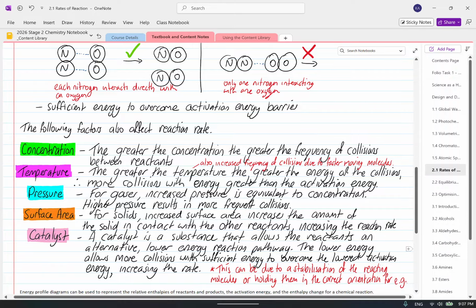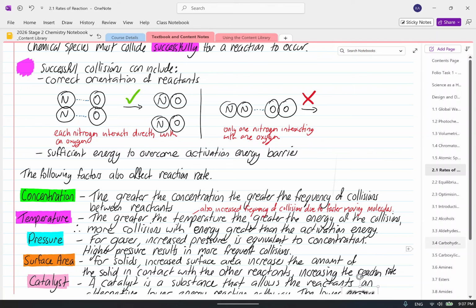The first being concentration. The concentration, hopefully you know, is essentially the density of our molecules within a certain volume. So the greater the concentration, we have more molecules in a certain space, which means they're going to be closer together, and they're going to collide with each other more often. And if they collide more often, you're going to have some percentage of those being in successful orientations with enough energy, so you're going to end up with an increased frequency of successful collisions as well. So the reaction rate will go up with increasing concentration.